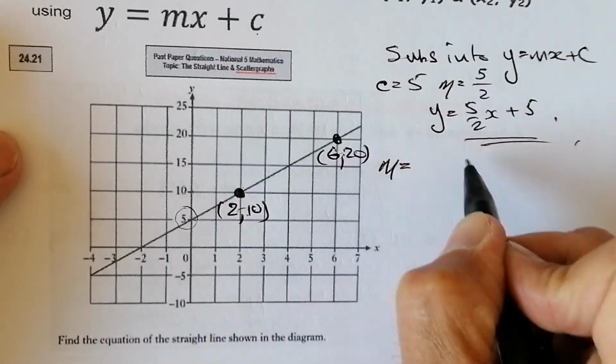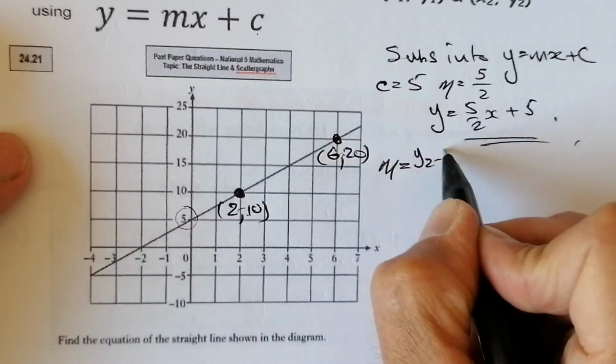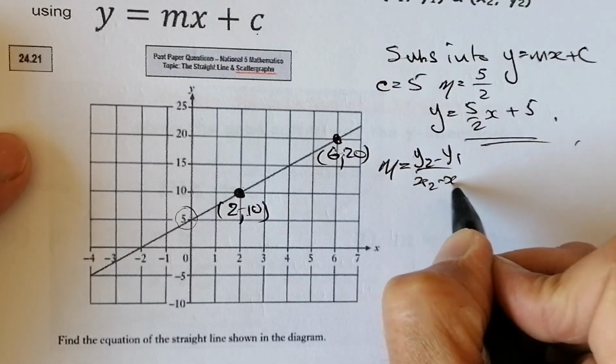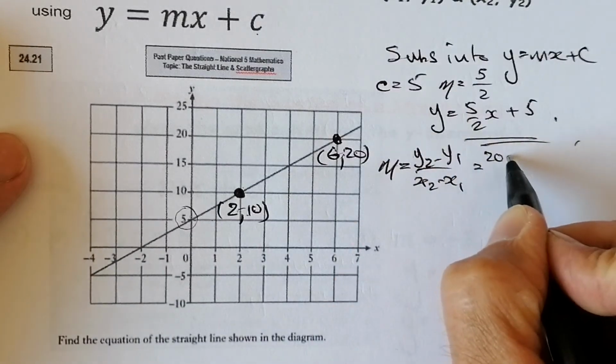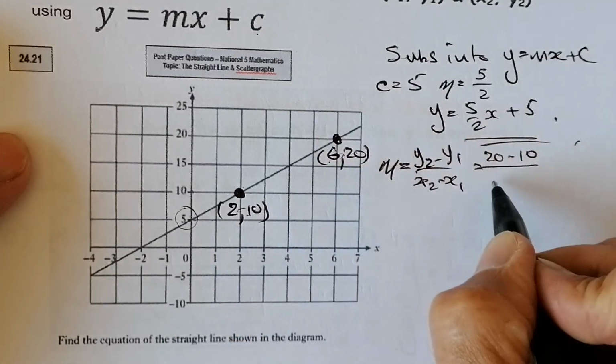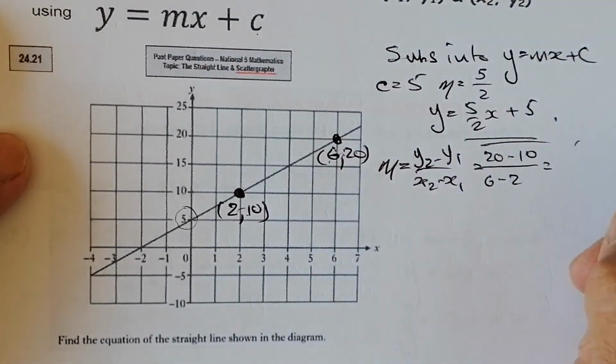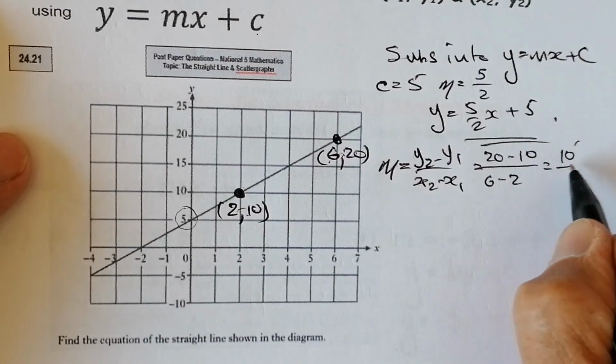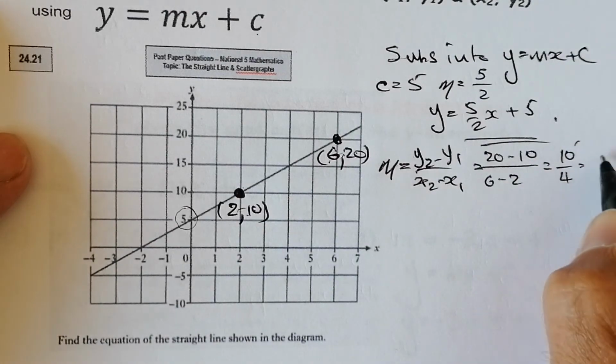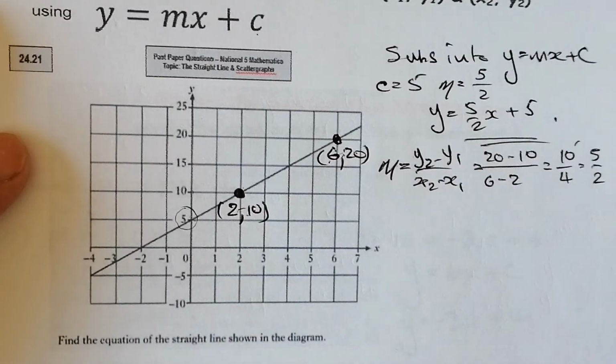So my gradient is equal to y2 minus y1 all over x2 minus x1. That will be 20 take away 10, over 6 take away 2. If I work that out, I've got 10 on the top, 4 on the bottom, and if I simplify it, that'll simplify down to 5 upon 2, same as the gradient we had up there.